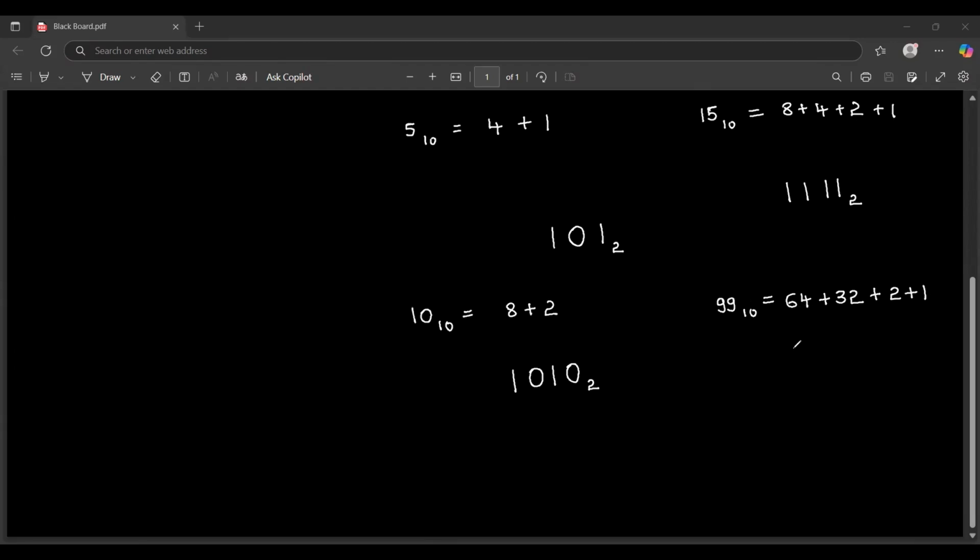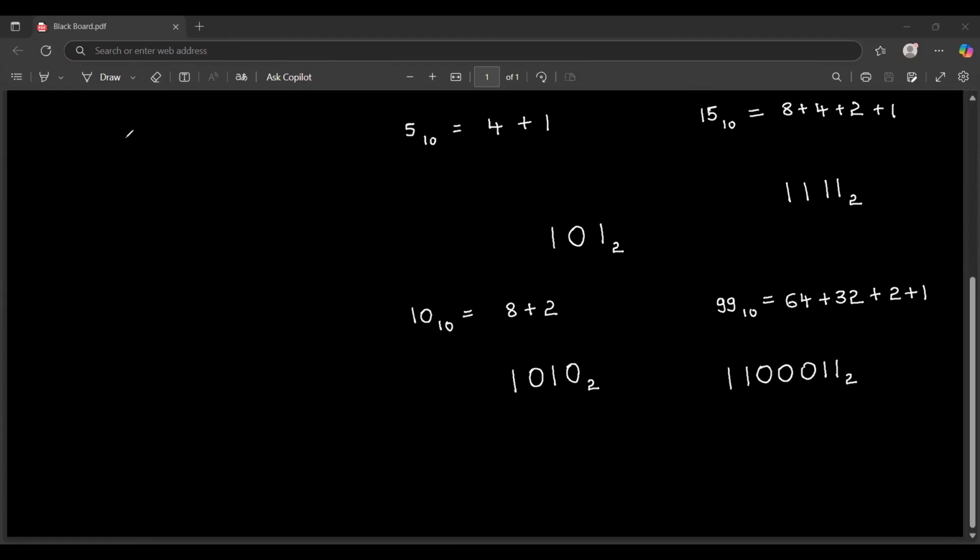So 64 is 2 to the power 8. Sorry, not 2 to the power 8. Is it 2 to the power 8? 2 to the power 8 is equal to 64, right? No, 2 to the power 6 is equal to 64. Yeah, 2 to the power 6 is equal to 64. So 1 comes here, and 32 is 2 to the power 5. Then we need 16. We don't have 16. We don't have 8. We don't have 4. We have 2. We have 1 to the base 2.